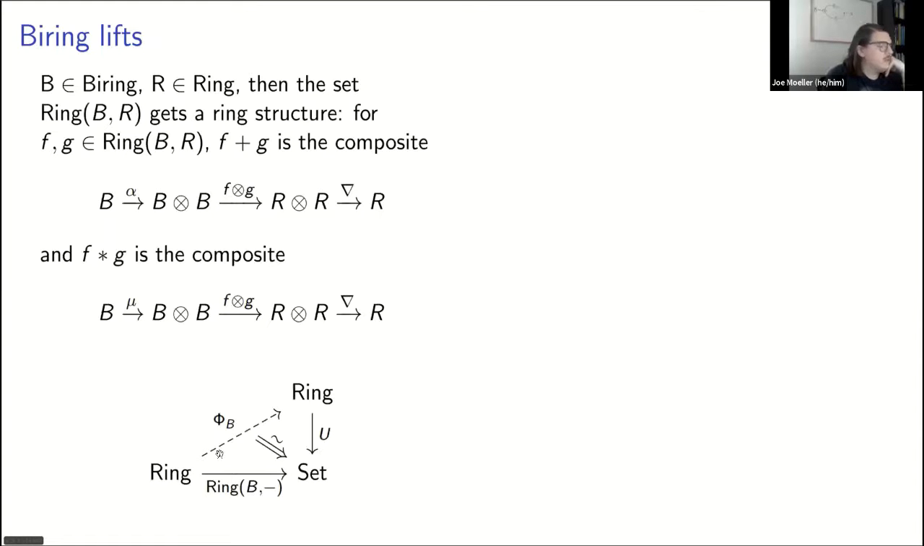Moreover, this gives you what I'm calling a lift of the representable. So we get this representable functor from B, but it lands in Set in general. But when it's a biring specifically, then you can use this ring structure that I've hinted at above to lift this to a functor to rings.